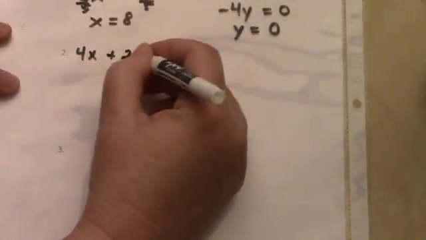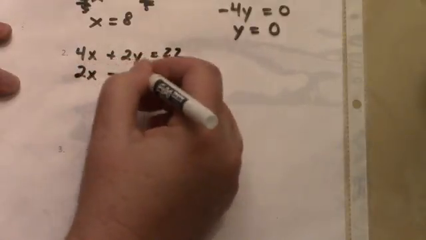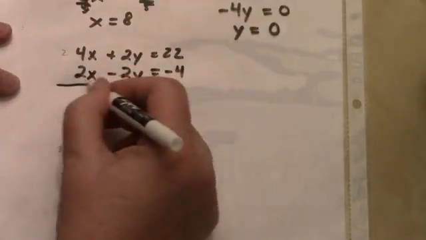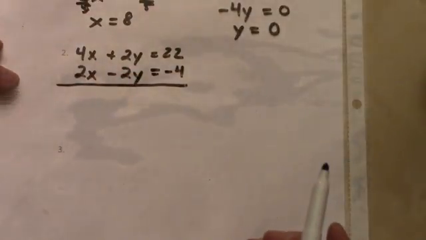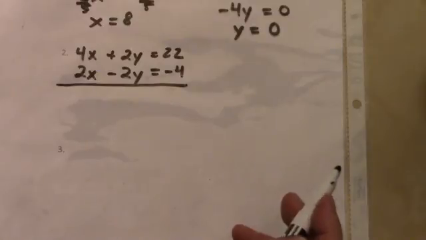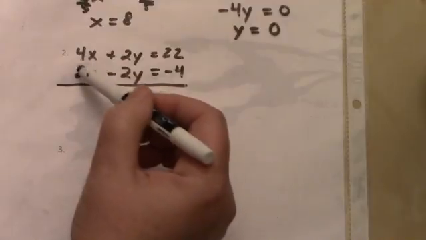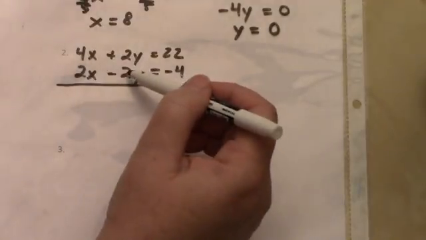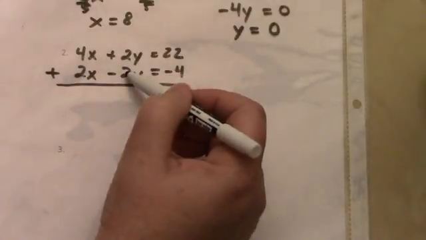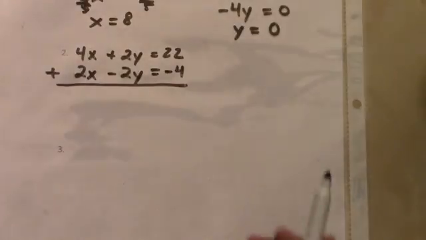4x plus 2y equals 22. 2x minus 2y equals negative 4. Am I going to add or subtract in order to eliminate one of these variables? Well, I can't add or subtract to get rid of those x's, but I can get rid of my y's by adding. A positive 2 plus a negative 2 is going to be 0. So that's where my elimination is going to happen.